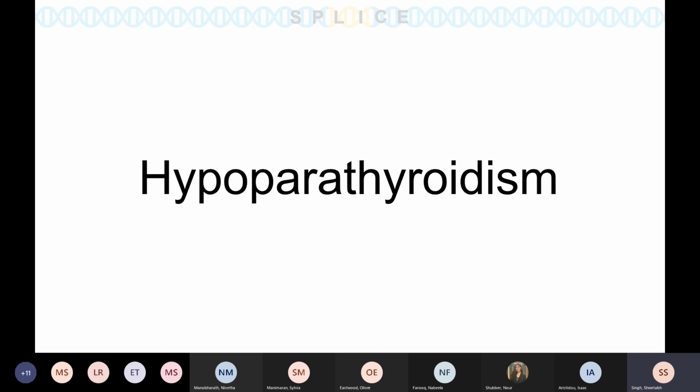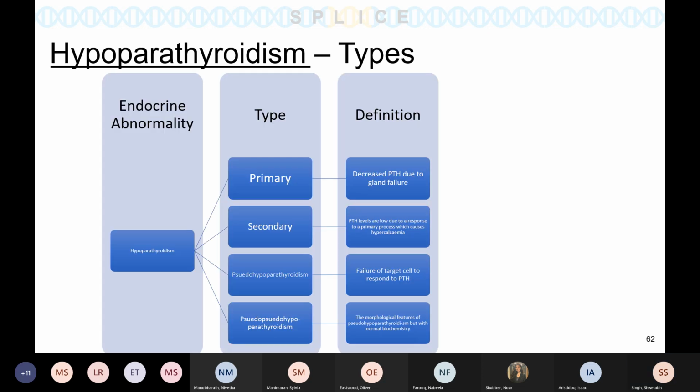So, a quick talk about hypoparathyroidism. Next slide. So you've got the types: primary, secondary, pseudo, and pseudo-pseudo. Primary is due to decreased PTH due to gland failure, so your parathyroid glands can't produce the hormone anymore. Secondary is due to PTH levels being low due to hypercalcemia and some other factor. So something else, most likely malignancy, causing hypercalcemia, which causes the PTH to be low. So that's a secondary cause of the low PTH.